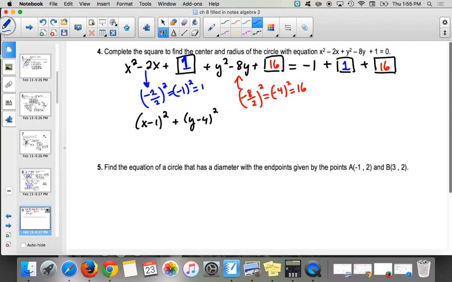So if you aren't sure. All right, and then equals, so I'm going to take my negative 1 plus 16, and I get 16. This is my equation of my circle. Can you identify the center and the radius?